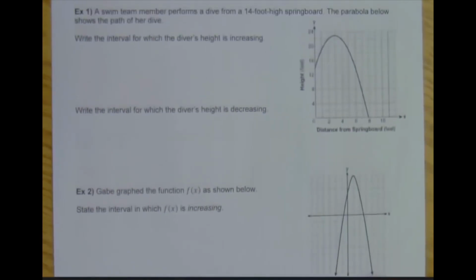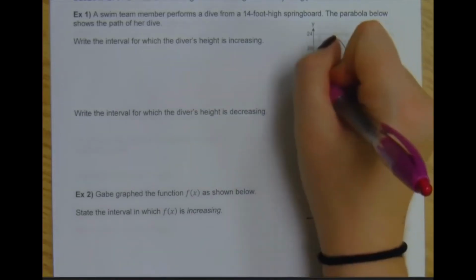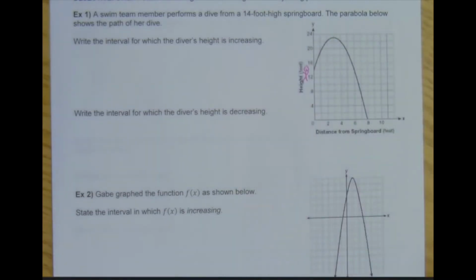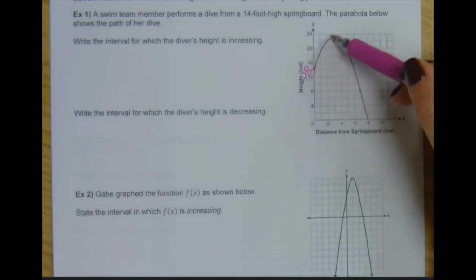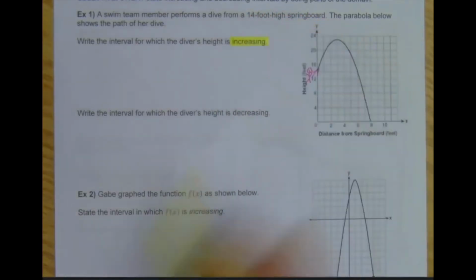All right, so as we look at example 1, it says a swim team member performs a dive from a 14-foot high springboard. The parabola below shows the path of her dive. Well, here she is. She's so cute. She is ready with a big smile on her face. She's about to dive off that board up into the air and back down into the pool. All right, it says write the interval where she is increasing. I'm going to highlight the word increasing in yellow. That's a key word that we just went over on the last page.